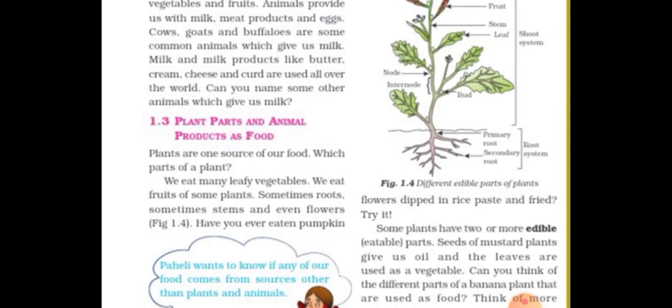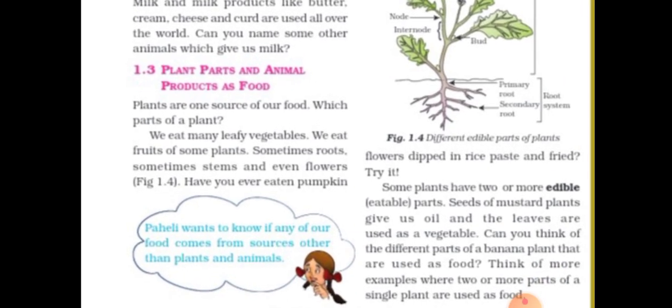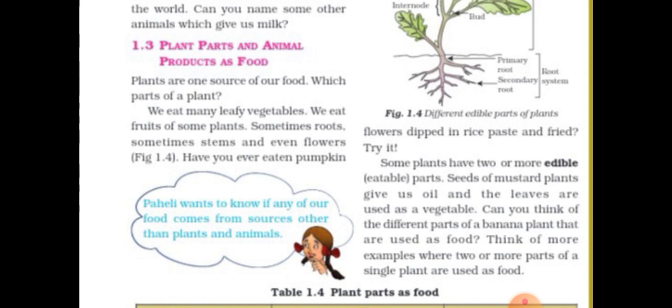Plant parts and animal product as food. See the next heading, plant parts and animal product as food. Plants are one source of our food. Which part of a plant? Children, you know parts of plant like root, stem, fruits, flower. Some parts of plant we use for eating. We eat many leafy vegetables, we eat fruit from some plant, some root, sometimes stem and even flower.